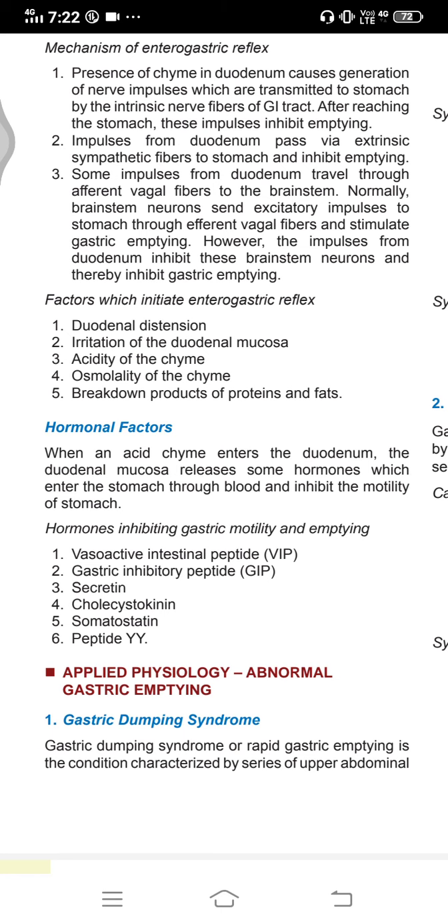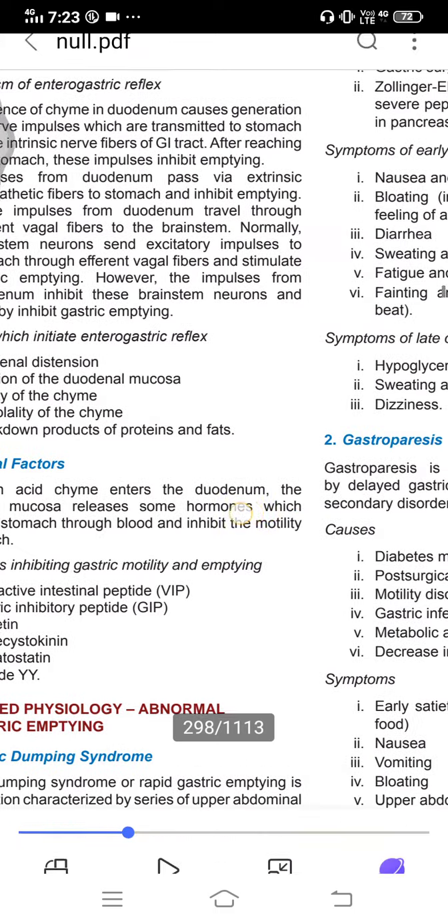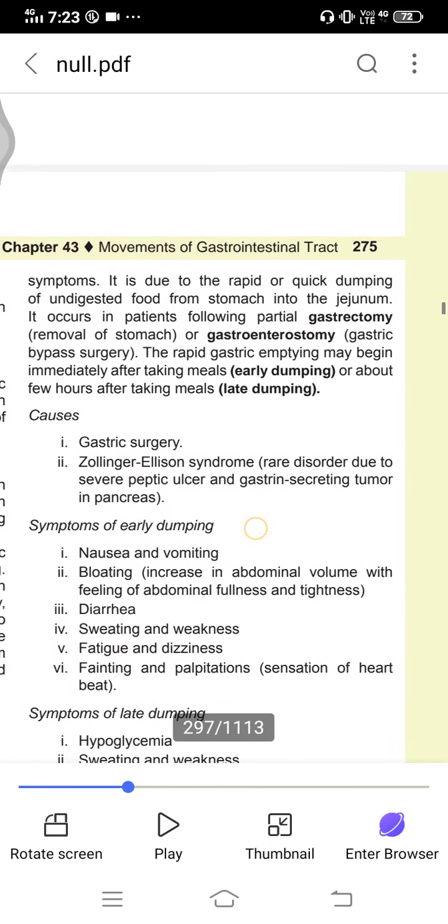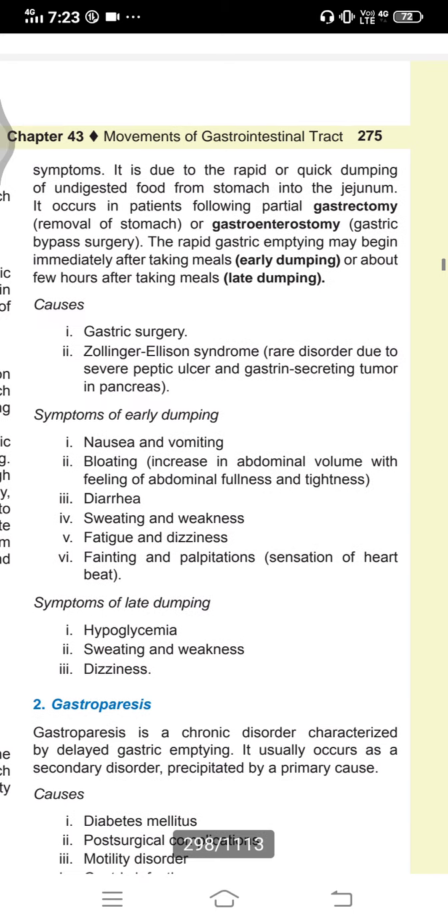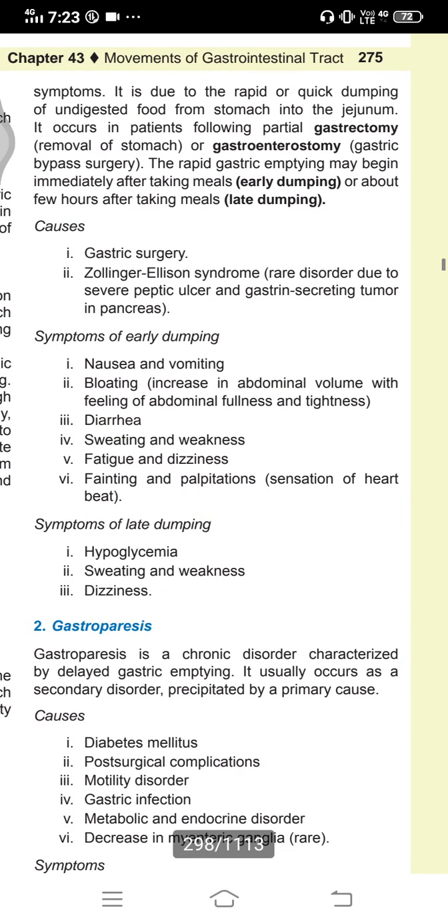Gastric dumping syndrome or rapid gastric emptying is a condition characterized by a series of upper abdominal symptoms. It is due to the rapid dumping of undigested food from the stomach into the jejunum. It occurs in patients following partial gastrectomy, removal of the stomach, or gastroenterostomy, gastric bypass surgery. The rapid gastric emptying may begin immediately after taking meals, that is early dumping, or a few hours after taking the meals, that is late dumping.